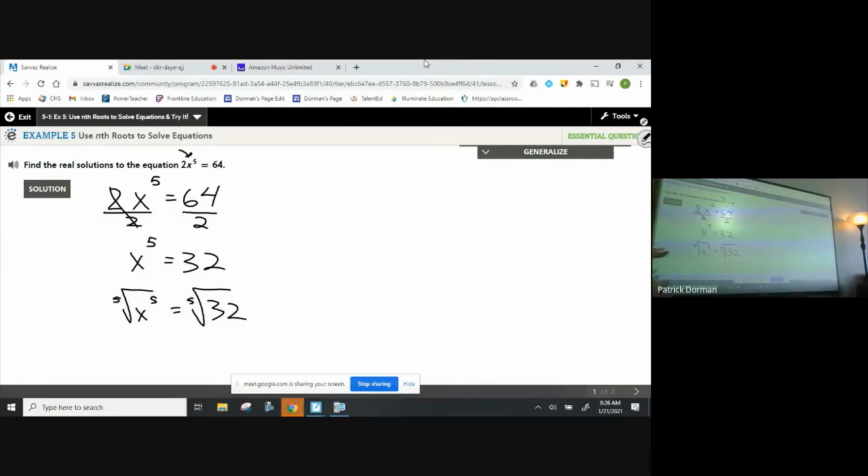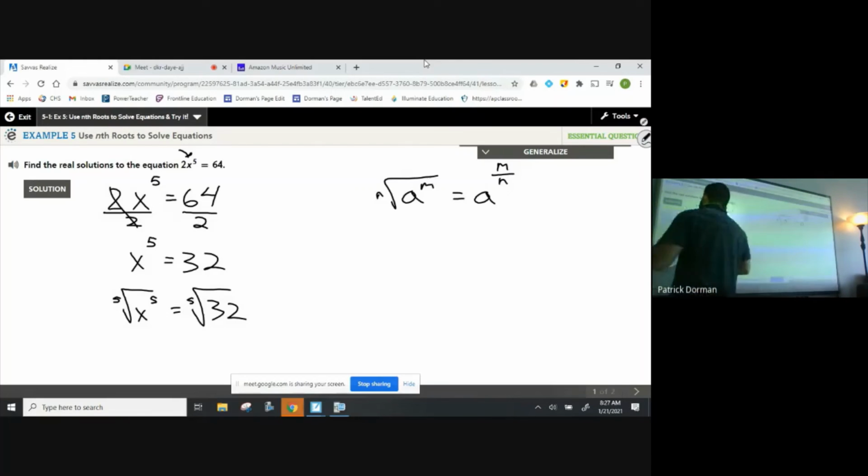Just like if it was a square, we would take the square root of both sides. All right, so it turns out the 5th root of x to the 5th. I'm actually going to do something interesting. I'm going to go ahead and use that rule just to show you why those cancel, right? That if I have some nth root of a to the m, it's equal to a to the m over n power. I'm just going to write that here, just because it's interesting to see, right?